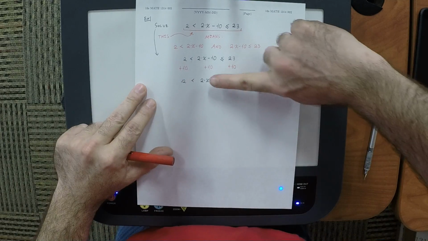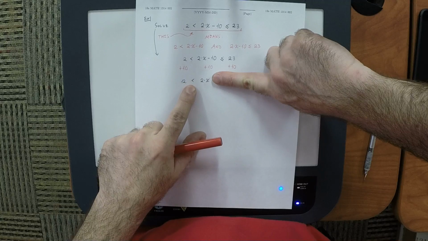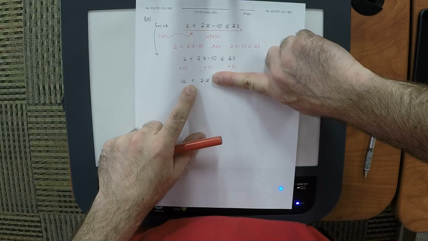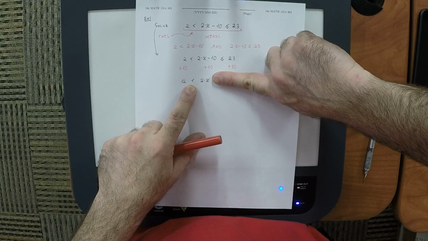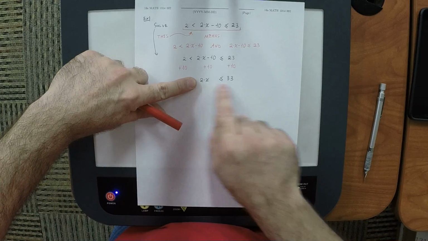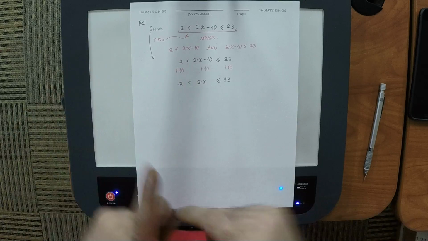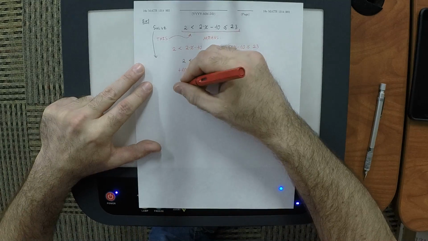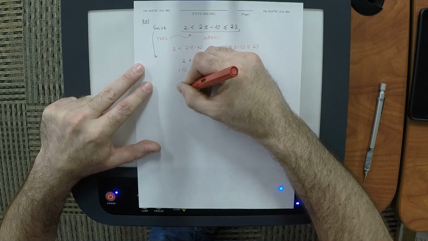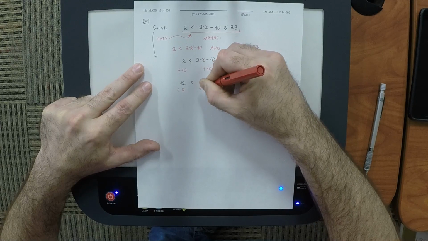All right. What if we were solving that? What would we do? We'd want to divide by 2. What if we were solving that? We'd want to divide by 2. So what are we going to do? Divide all positions by 2. And then we'll be right on top of the answer.